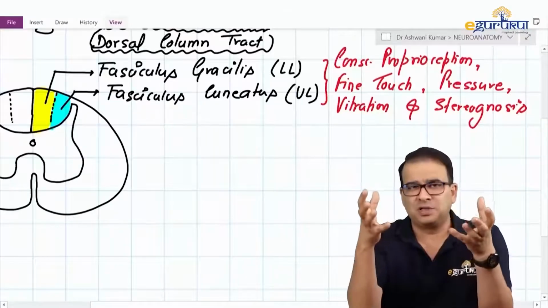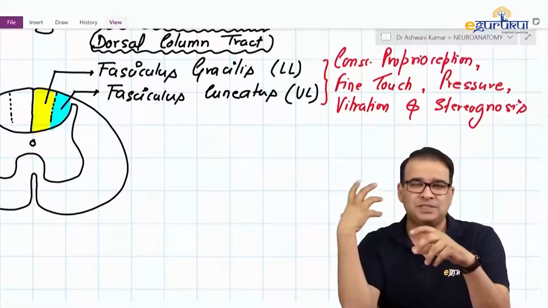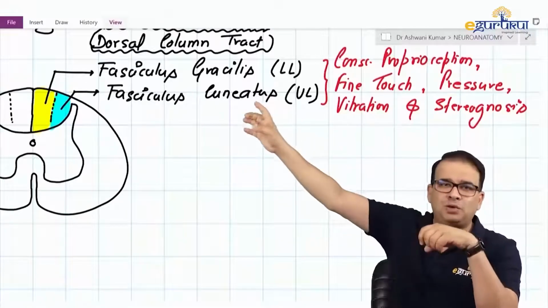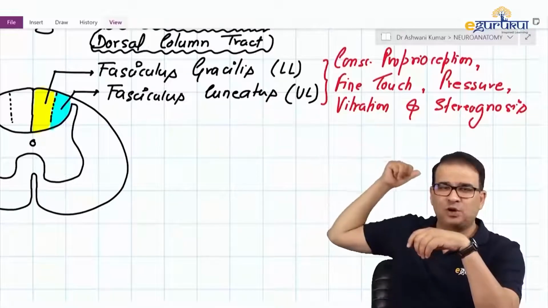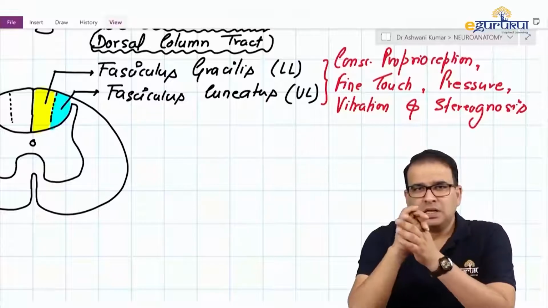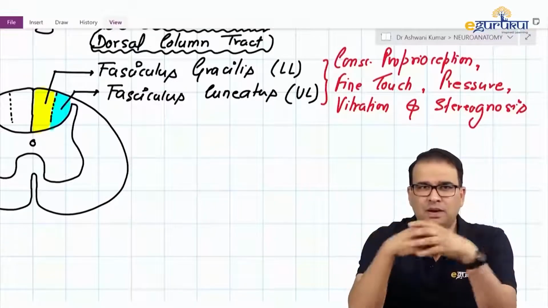So obviously stereognosis can be done mainly with the upper limb. So when I talk about the stereognosis type of sensation, we are focusing on the upper limb part, the fasciculus cuneatus part. If I have to say stereognosis, obviously I'll be focusing on the cuneatus portion. So this is the dorsal column tract, having two components coming from the lower limb and upper limb.